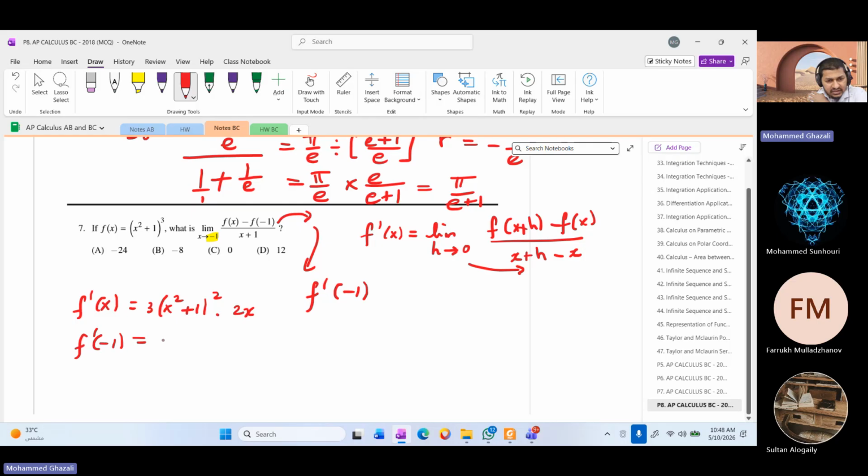If you substitute negative 1 inside, that's going to be 2 squared times negative 4. Negative 16, we get negative 48. Are we good? No, we don't have negative 48. Sorry. Negative 2, not negative 4, negative 2. We squared this. 2 times 2x, it will become, oh yeah, negative 2, not negative 4. Thank you. Negative 4. So that's negative 24. Excellent. The answer is A.